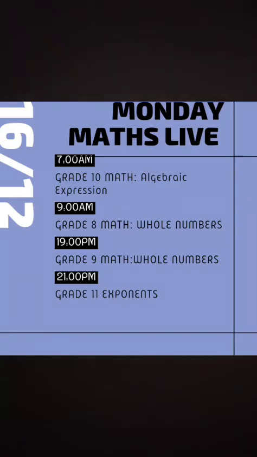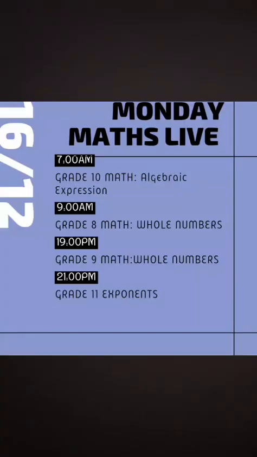So I'm just going to repeat it again for those who are joining in for the first time. 7 a.m., which is obviously 6 minutes past now, I'll be doing grade 10 maths, the algebraic expressions subtopic. Then at 9 a.m., I'll be doing grade 8 maths whole numbers, for South African students. Then at 7 p.m., later on in the evening, grade 9s, I'll be doing maths whole numbers. And then 9 p.m. later on tonight, I'll be doing grade 11 exponents.